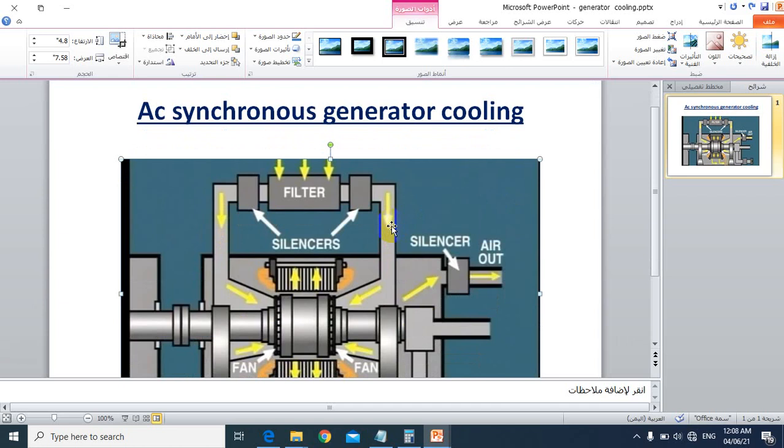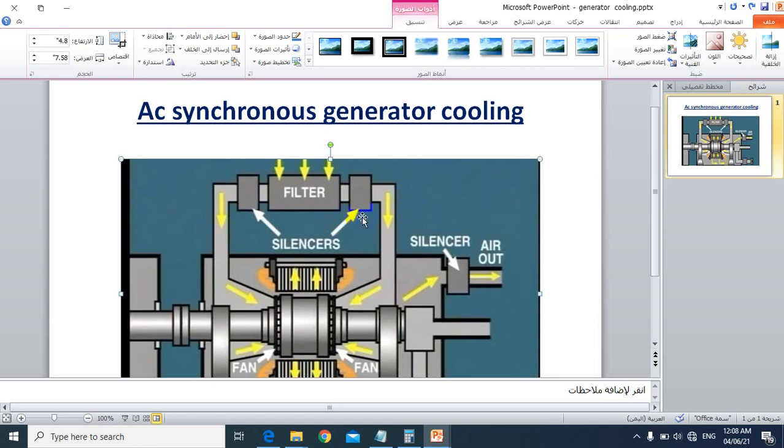Natural cooling is not adequate to dissipate the great amount of heat produced in the alternators. In the forced air cooling system, air is forced into the alternator so that a greater quantity of air is passed over the surface and a large amount of heat is removed.